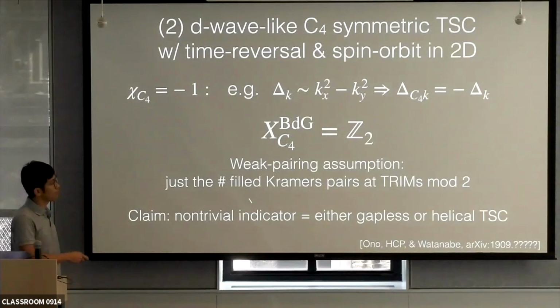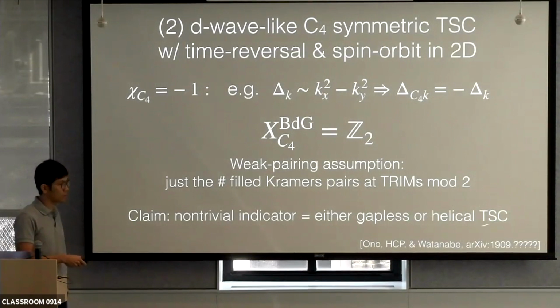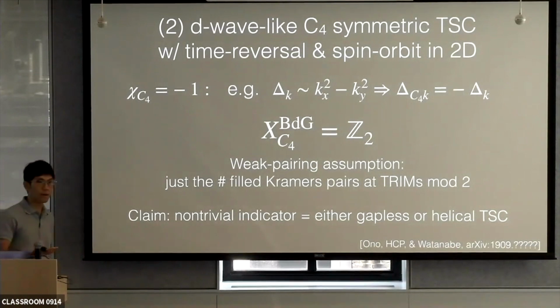And if you work out the formalism, you realize that the indicator here would now be a Z2. In practice, this can be very easily computed given some normal state band structure, because it can be related to just the number of filled Kramers pairs at the high-symmetry points, modulo 2. And the interesting claim is that this Z2 is going to be tied to the quantum spin Hall response. It's like the helical TSC. For the experts in the audience, this is like the Fu-Kane parity criterion.